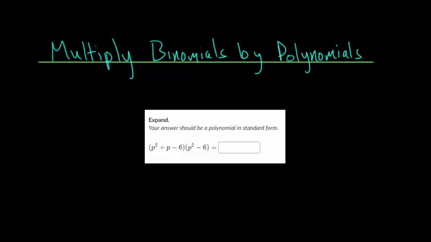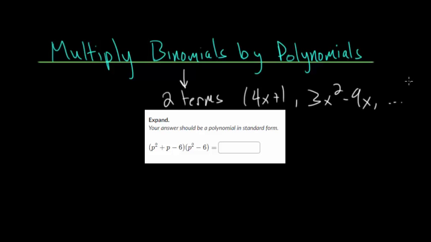For this video, I'd like to talk about multiplying binomials by polynomials. And remember that a binomial, bi is the root word for two, and nomial is terms. So this just means two terms. So like this expression in parentheses, p squared minus 6, or maybe 4x plus 1, or 3x squared minus 9x, or so on. It just has to have two different terms separated by addition or subtraction.